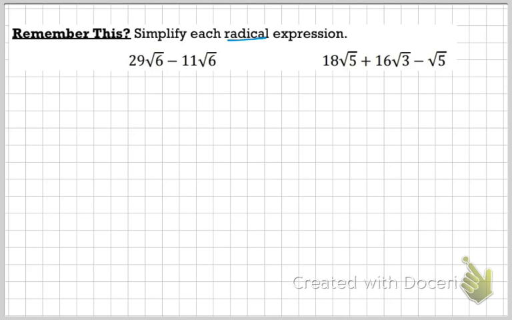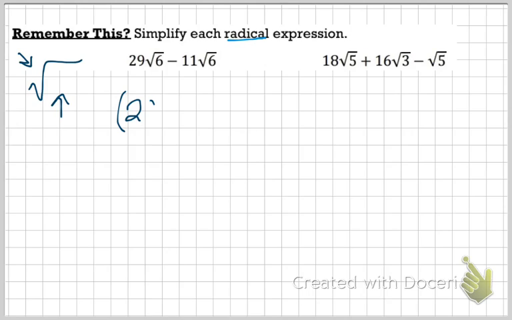In order to be able to combine radical expressions, there's two things we had to look for: the index and the radicand. They had to be identical. So in this problem here, we have 29 square root of 6 minus 11 square root of 6. We check the radical. It has the same radicand and the same index.